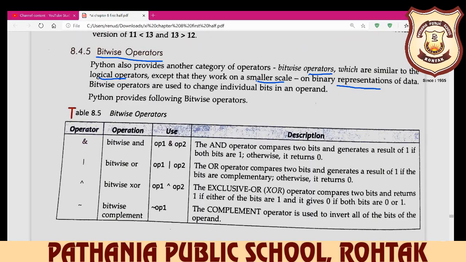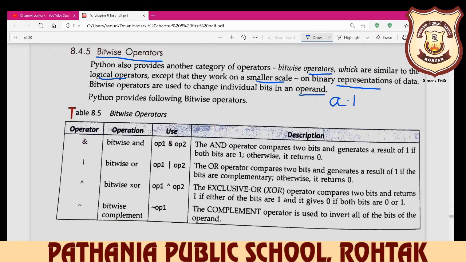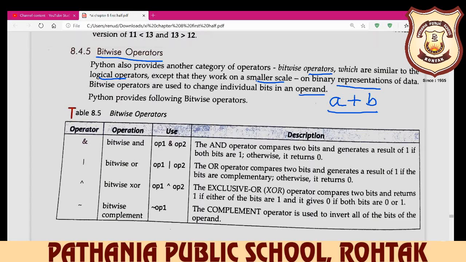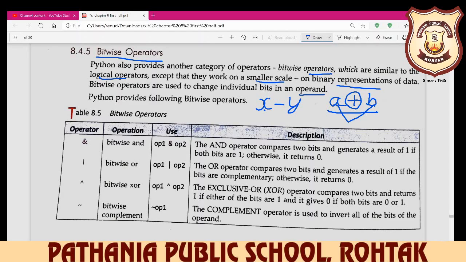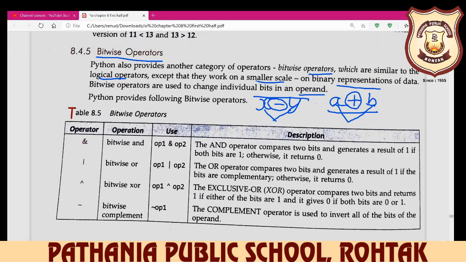Bitwise operators are used to change individual bits in an operand. What do you mean by the operand? Again learn this point. For example, we write A plus B. This complete thing is your expression, this A and B are your operands, and this plus is your operator. Clear now? Again, one more example: x minus y. So x and y are your operands, this minus sign is your operator, and x minus y complete is your expression.